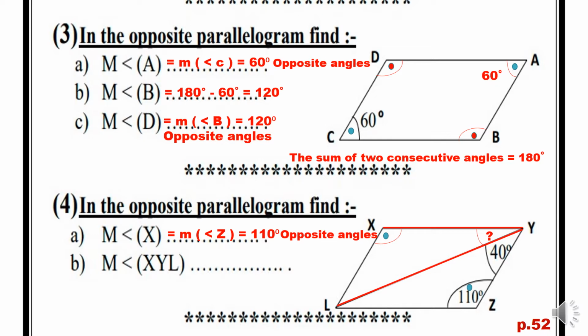To get the measure of XYL, we have that the sum of two consecutive angles equals 180 degrees. So measure angle Z plus measure angle Y equals 180 degrees. But here I want to get XYL. So to get XYL, it will be equal to 180 degrees minus (40 plus 110), which equals 30 degrees.